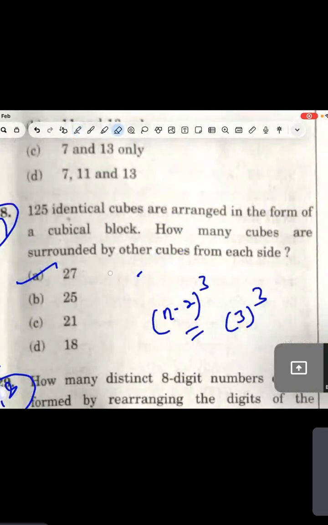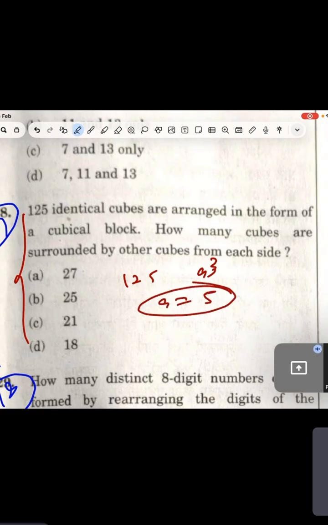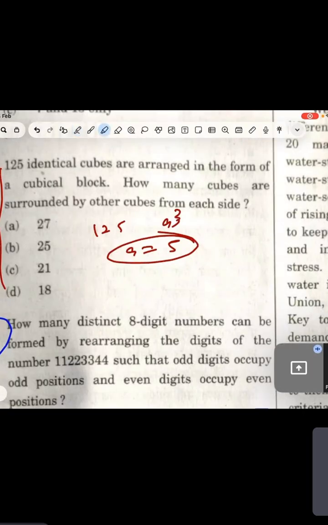Read this question, Priyal. 125 identical cubes are arranged in the form of a cubical block. How many cubes are surrounded by the other cubes from each side? See guys, this is a cube question. Generally I avoid the cube question, because people use the formula here. But if you know the formula, then use the formula. Because here 125 cubes are there. So the cube formula is a cube, so the value of a will be 5. Now, guys, you have to find out the cubes surrounded by all the cubes from all the sides.